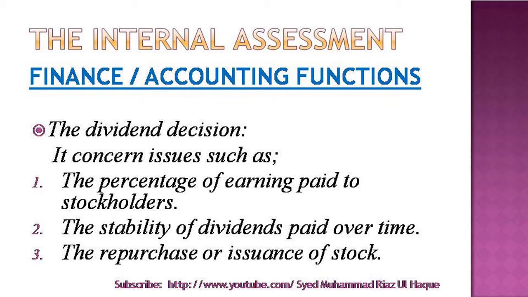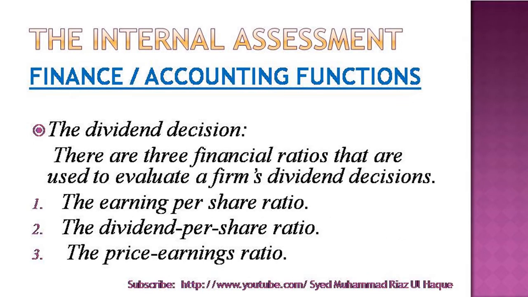The dividend decision concerns issues such as the percentage of earnings paid to stockholders, the stability of dividends paid over time, and the repurchase or issuance of stock. Dividend decisions determine the amount of funds retained in the firm compared to the amount paid out to stockholders. Three financial ratios helpful in evaluating a firm's dividend decisions are the earnings per share ratio, the dividend per share ratio, and the price earnings ratio.